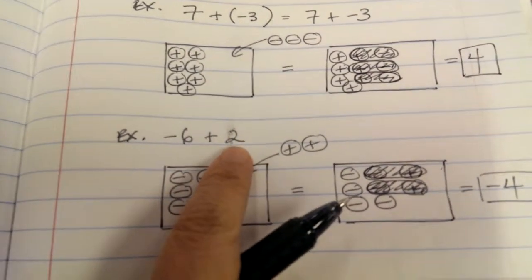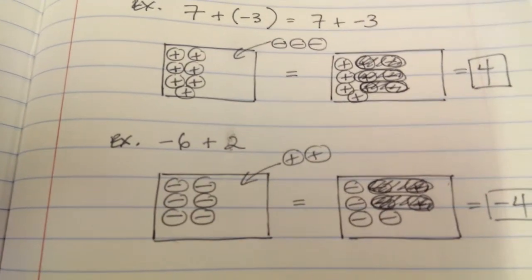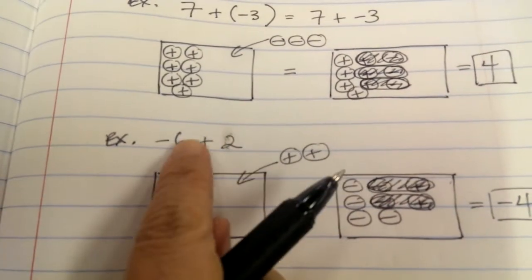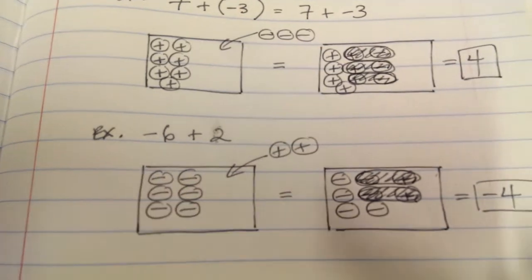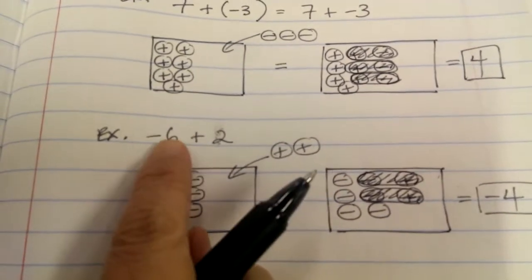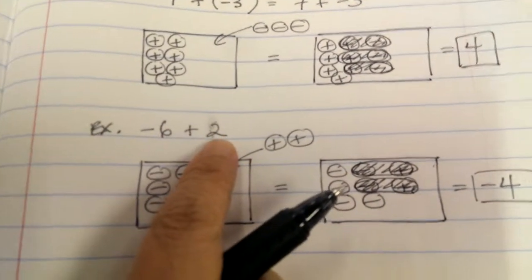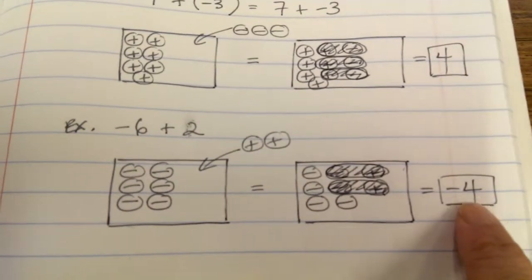Now, this makes sense because if you think about it in terms of money, you owe someone $6 and you give them 2. Now that $2 only covers what? $2 of what you owe them. So you still have to owe them $4, right? So if you have $6 debt and you pay them 2, you still owe them 4, which is why it's -4.